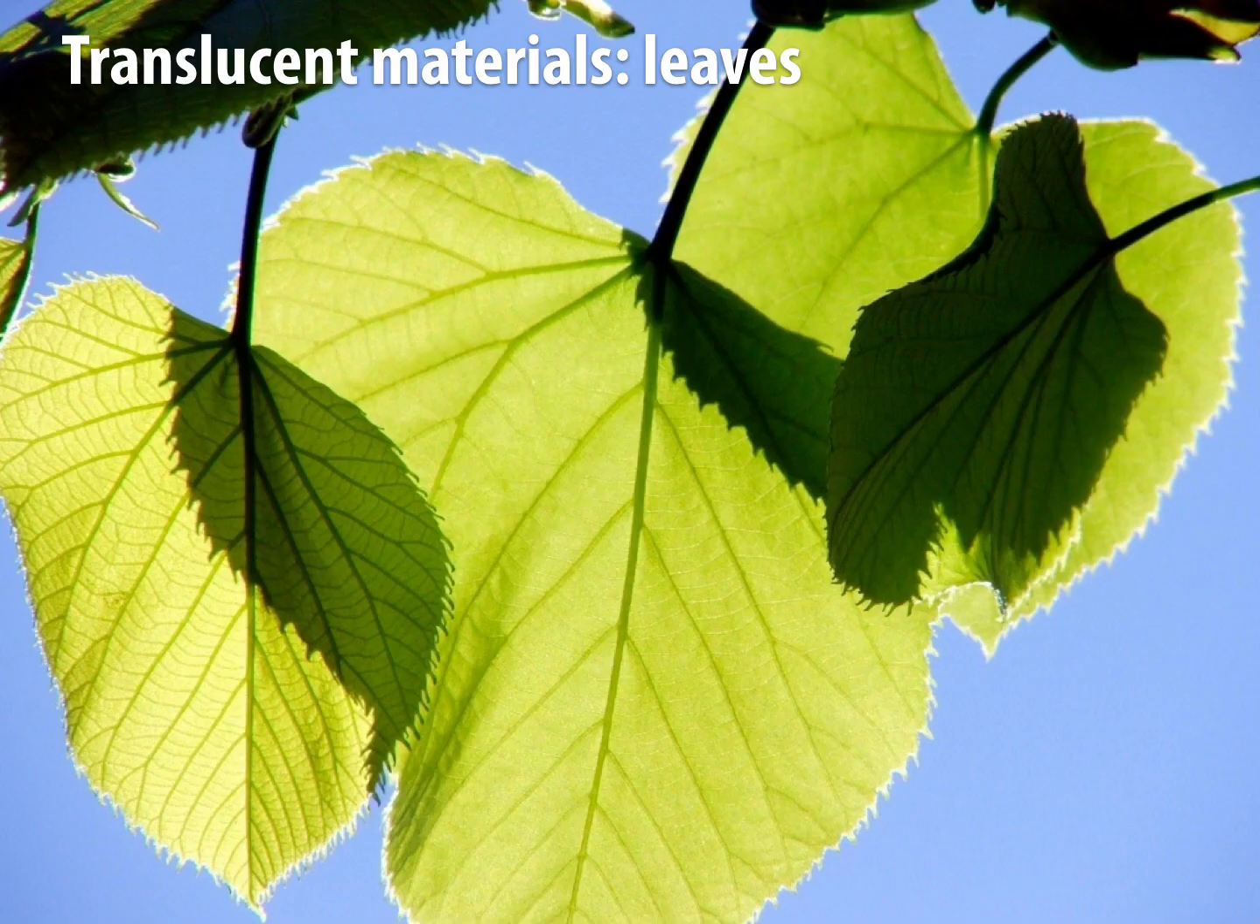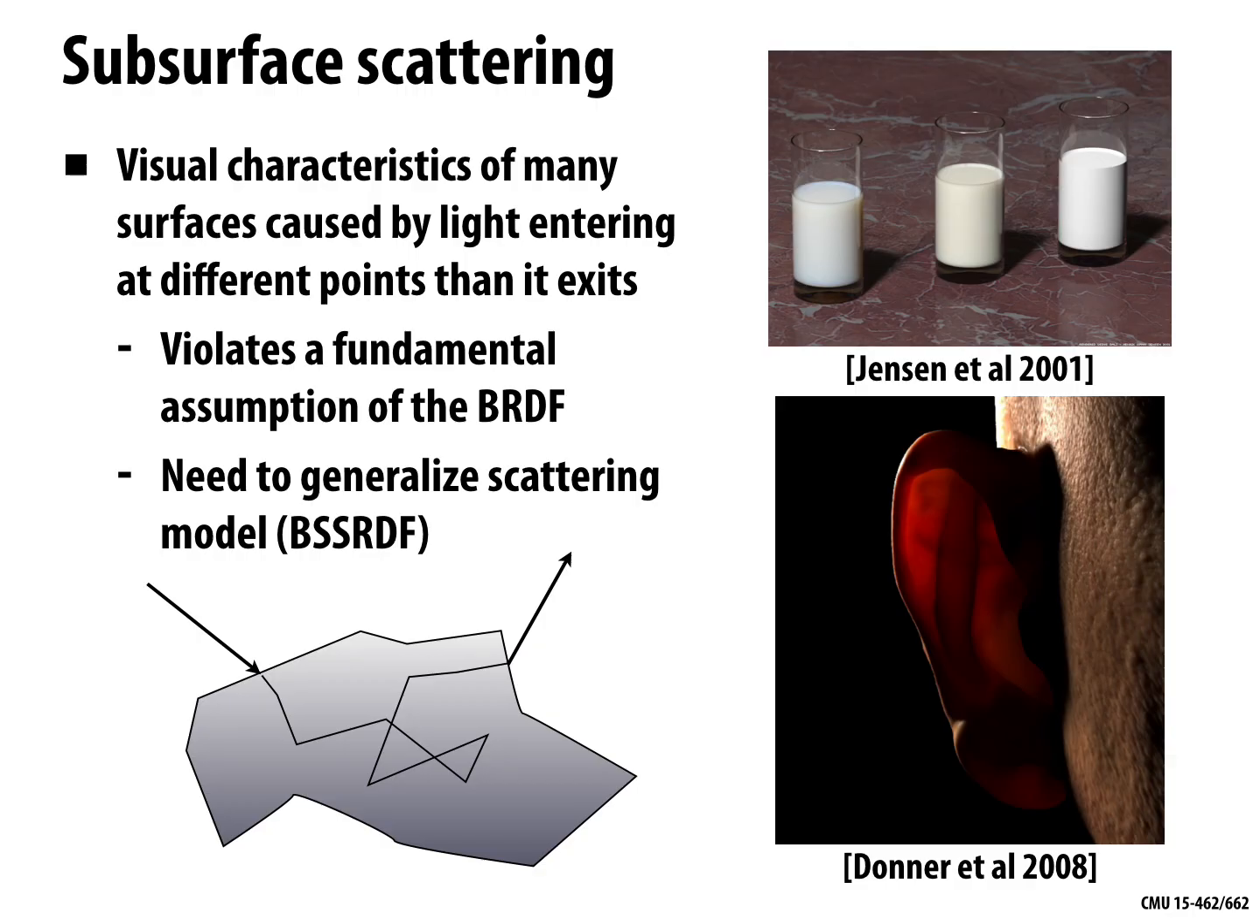Or if you look at leaves, there's this kind of translucent appearance. How do we model this kind of appearance with a scattering function? So what we're really talking about here is the phenomenon of subsurface scattering. The visual characteristics of many surfaces is caused by light entering at some point and then bouncing around inside the material and then leaving at a different point.